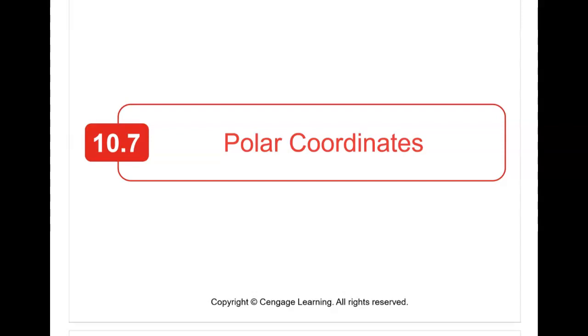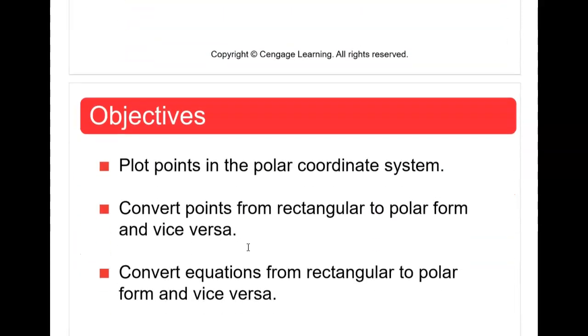Hi, this video will cover section 10.7, polar coordinates. The objectives for this section will be to plot points in the polar coordinate system and to convert points from the rectangular coordinate system to polar form and vice versa. So we will start easy with just points, and then from there we will move on to equations. So we will convert equations from rectangular form to polar form and vice versa.